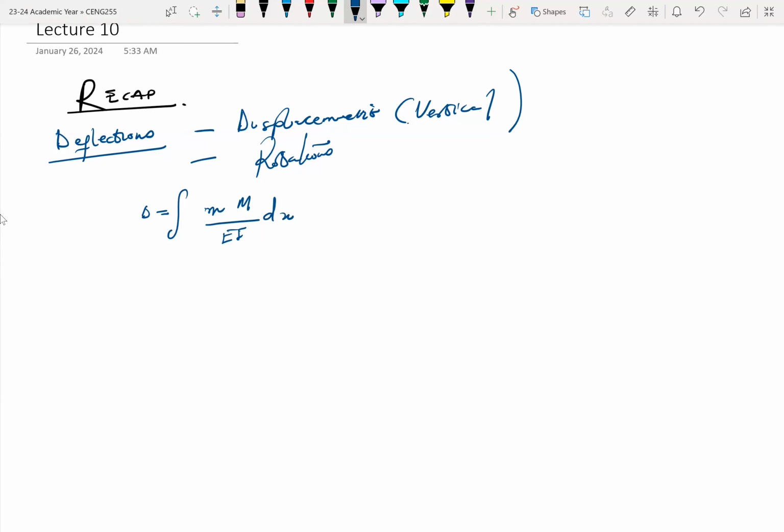So basically, this is how to calculate the displacement at a point on a beam. And then for the rotations, theta is equal to again the same, with this moment gotten from placing a unit moment at the point where we want to find the rotation. So these two are slightly different, so let's take note of that.